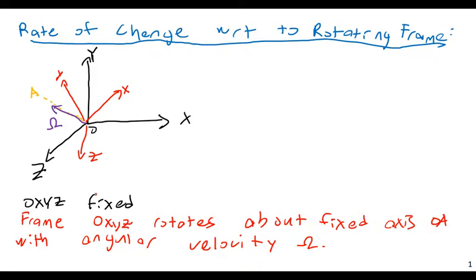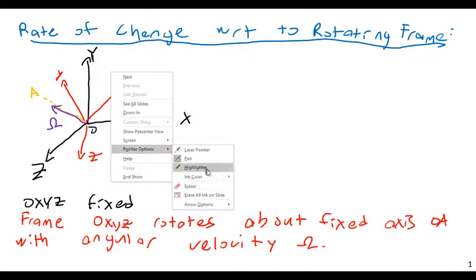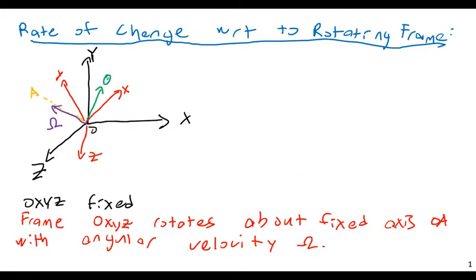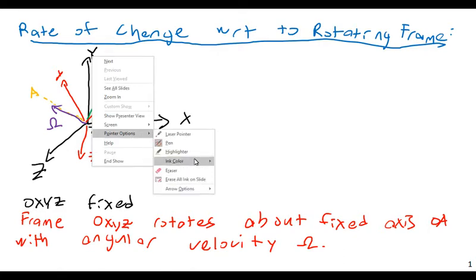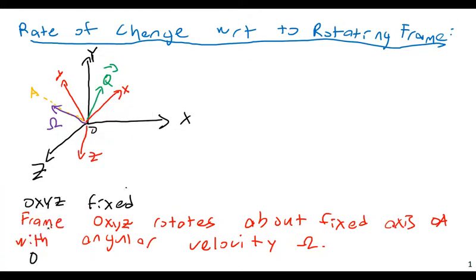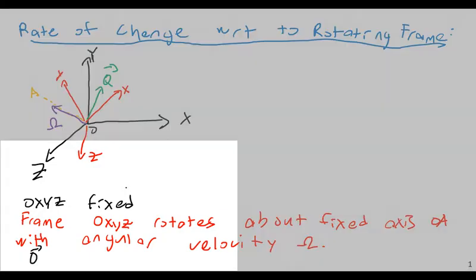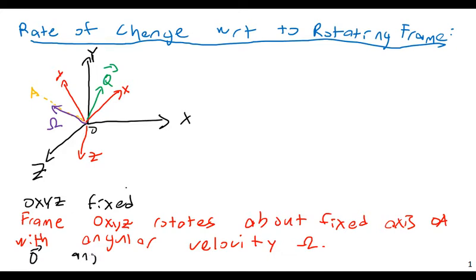All right, and this thing will have a certain angular velocity with respect to the rotating reference frame, and that will be Q. Q is the angular velocity with respect to the rotating reference frame.